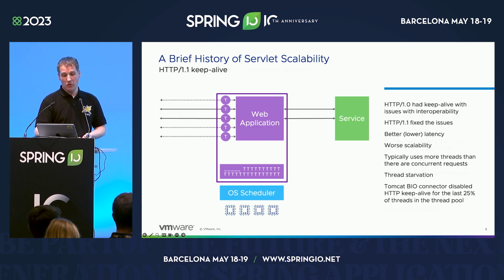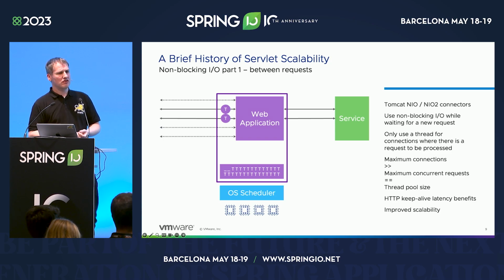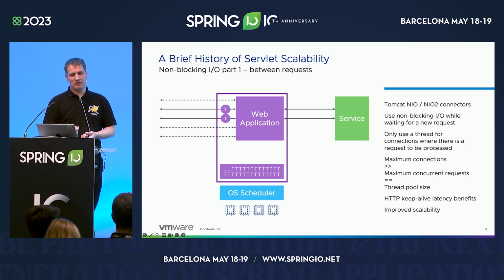And that came along with non-blocking I/O. In Tomcat, that's the NIO and NIO2 connectors. I'm pretty sure the APR native connector did it as well.